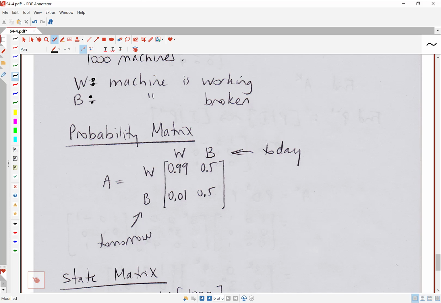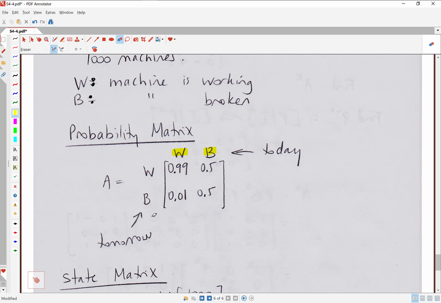So let's figure out how to interpret this. The columns here represent the state today. So this column represents a machine is working today. This column represents a machine is broken today. And then our rows represent the category tomorrow. So the first row represents a machine is working tomorrow, and the second row, a machine is broken tomorrow.